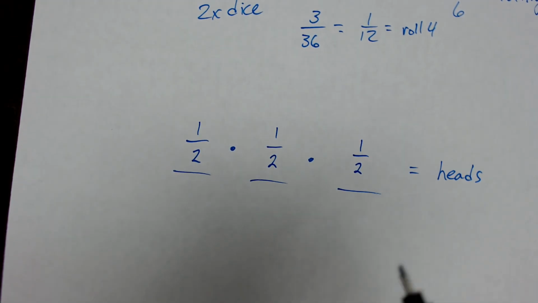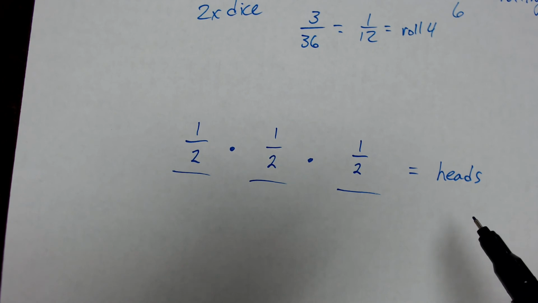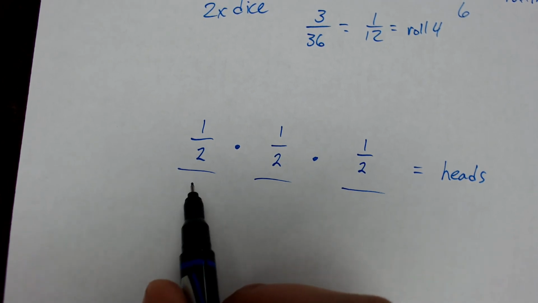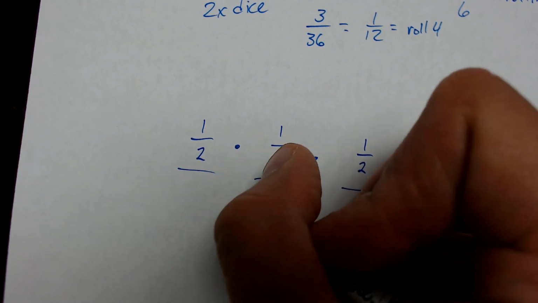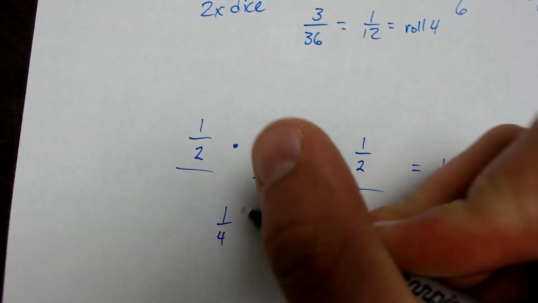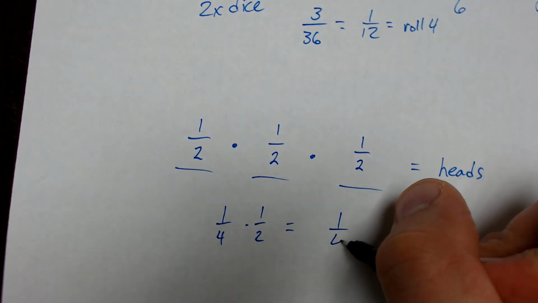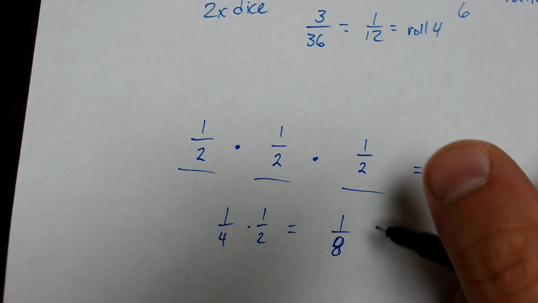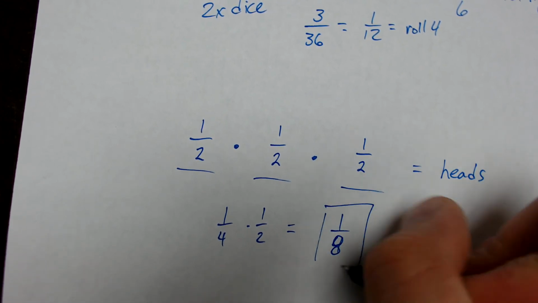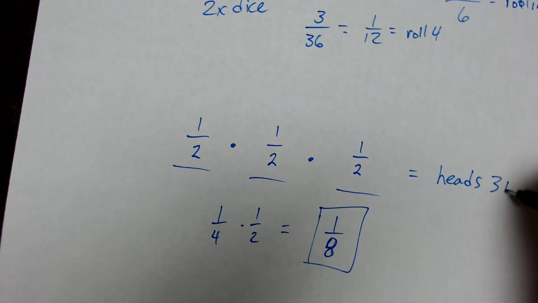So to find the designated order of me getting heads 3 times in a row, I have to multiply all 3 of these. So 1/2 times 1/2 is 1/4. Then 1/4 times 1/2 is 1/8. So I have a 1 in, whoops, I cannot write today. I have a 1 in 8 chance or probability of getting heads 3 times in a row.